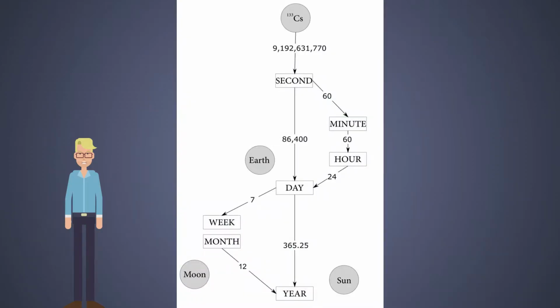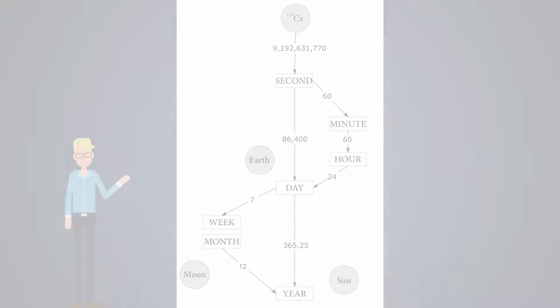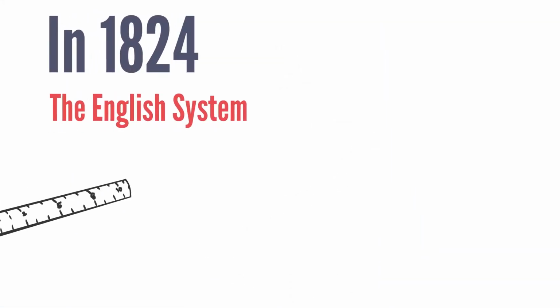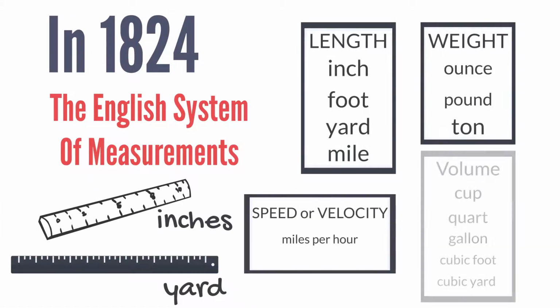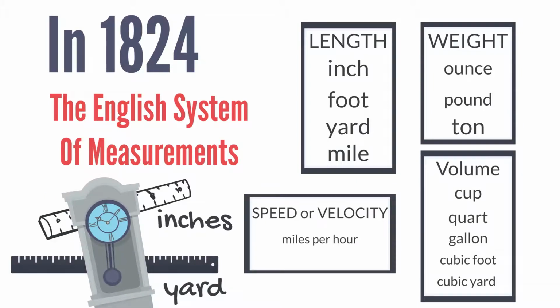So the metric system still divides the macro units of time sexagesimally, though seconds are divided decimally. In 1824, the English system of measurements mechanically defined the yard as a section of a pendulum swinging a second of time at Greenwich, thereby linking time and space.